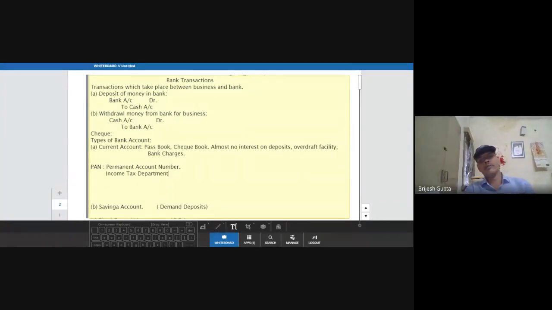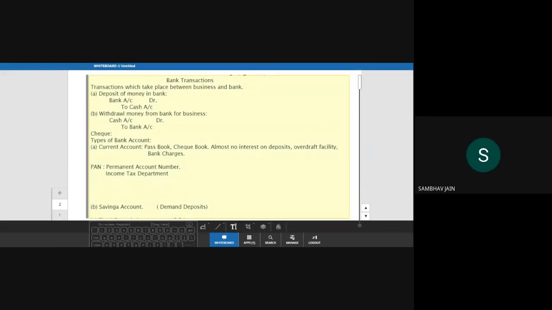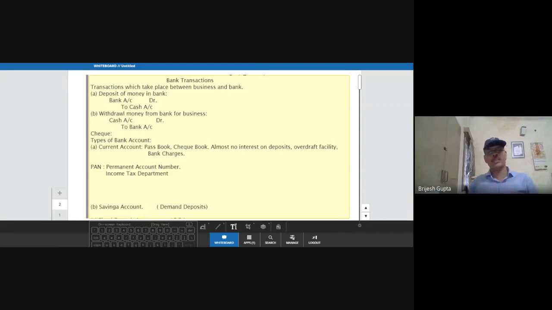Does the income tax department belong to the state government or the central government? State governments cannot levy income tax. Income tax is a central government tax. So the income tax department of the Government of India provides this PAN card, permanent account number. The bank asks for this PAN number, and without it they are now not opening the account.